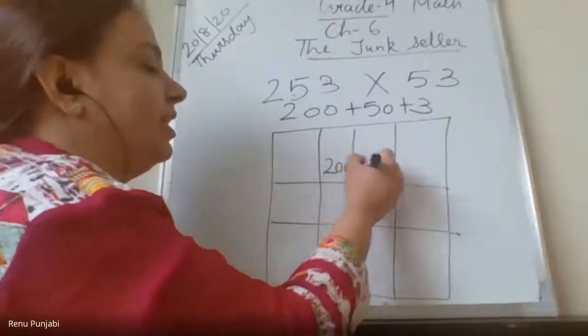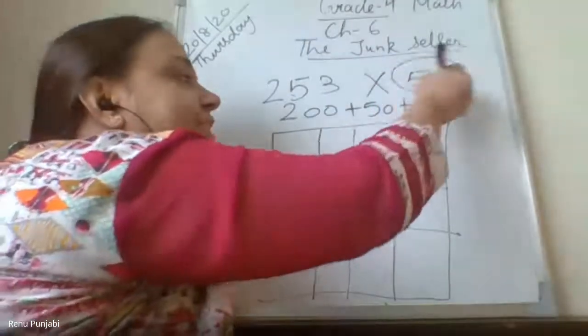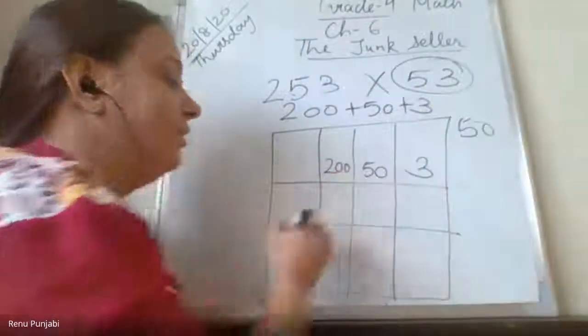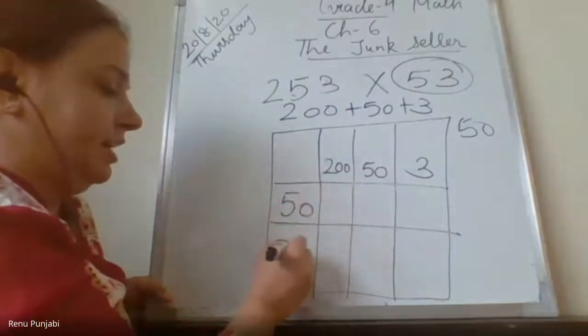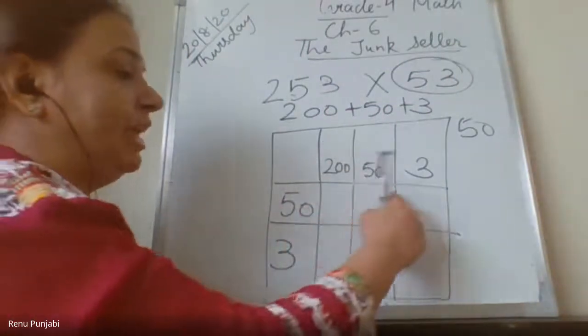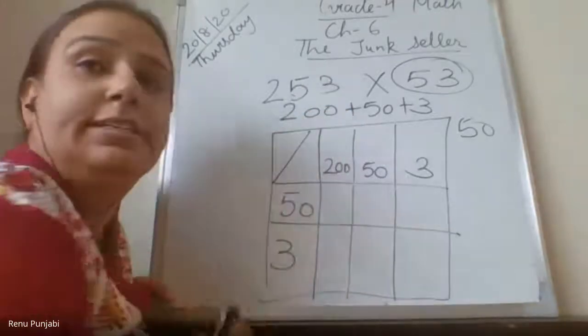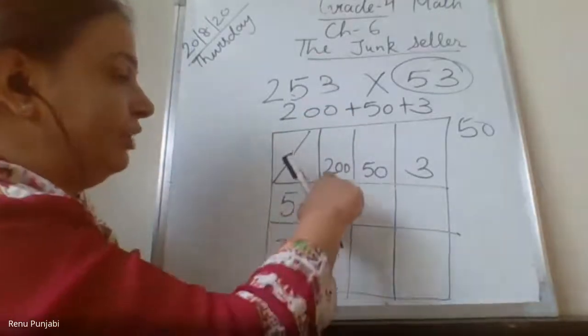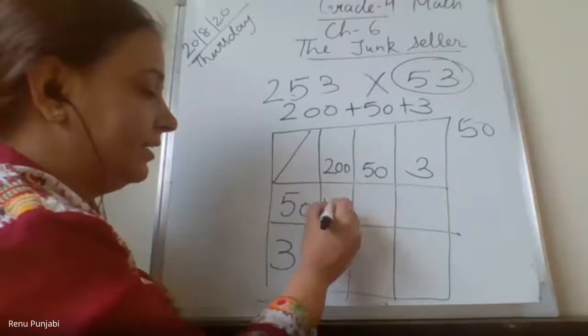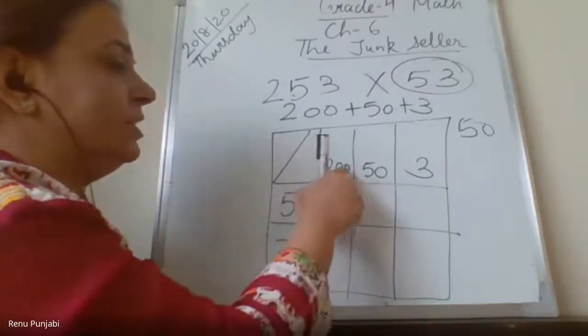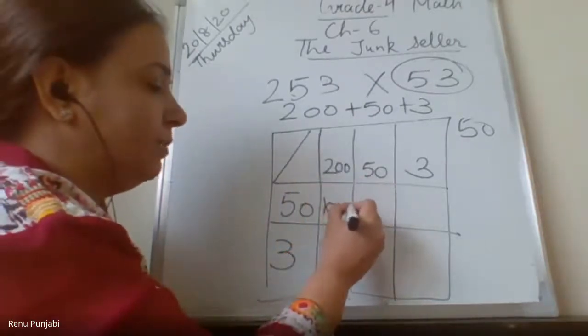200 will come here, 50 will come here, and 3. Now we expand this 53. So it will go 50 and 3. Multiply. Now fill all the 6 boxes which are empty here. Here we will write the answer. So 5 into 2 is 10. 1 zero from this, 1 zero from this, 1 zero from this. 3 more zeros will be added.